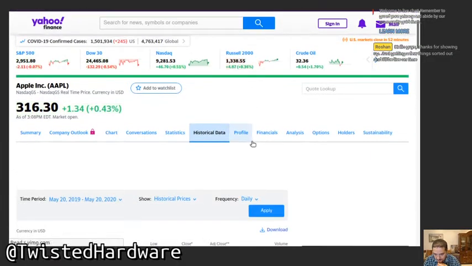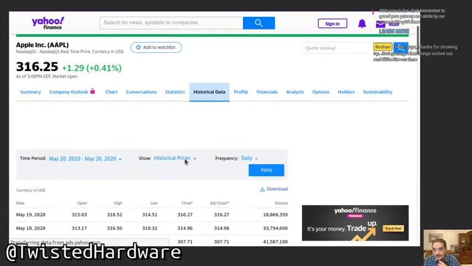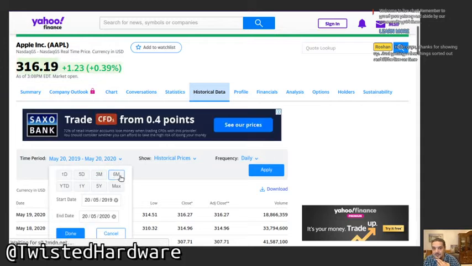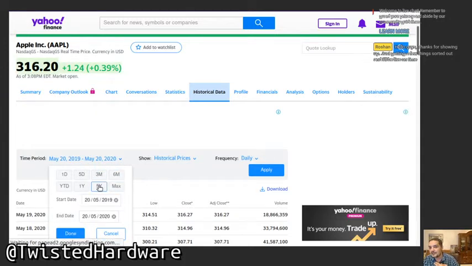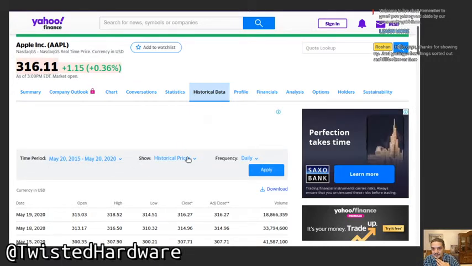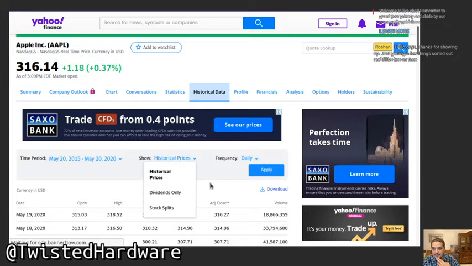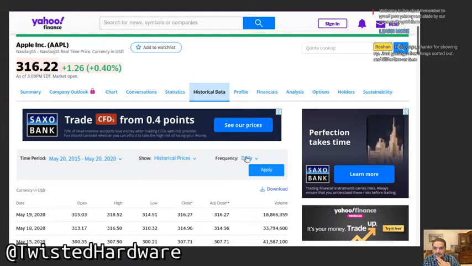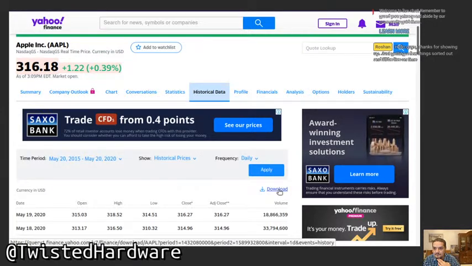And under historical data, you can decide the range that you want to get. So I'm just gonna get maybe 5 years worth of data. I will need historical prices. I don't need dividends or stock splits, and frequency is daily. Perfect. Apply, and I guess download.